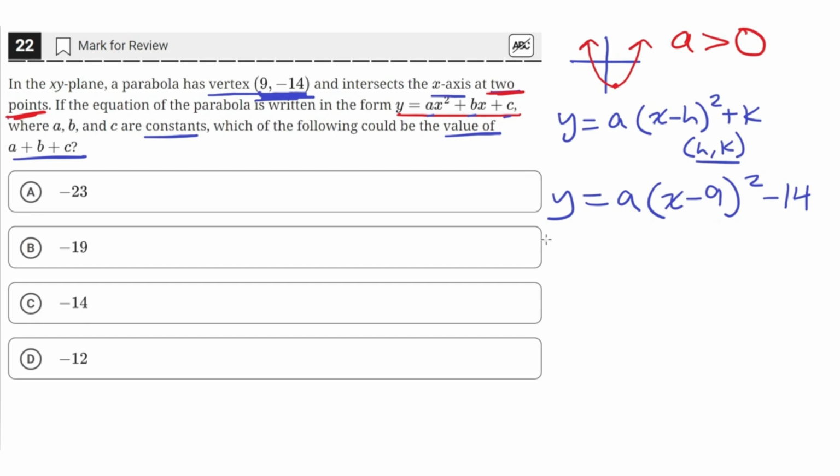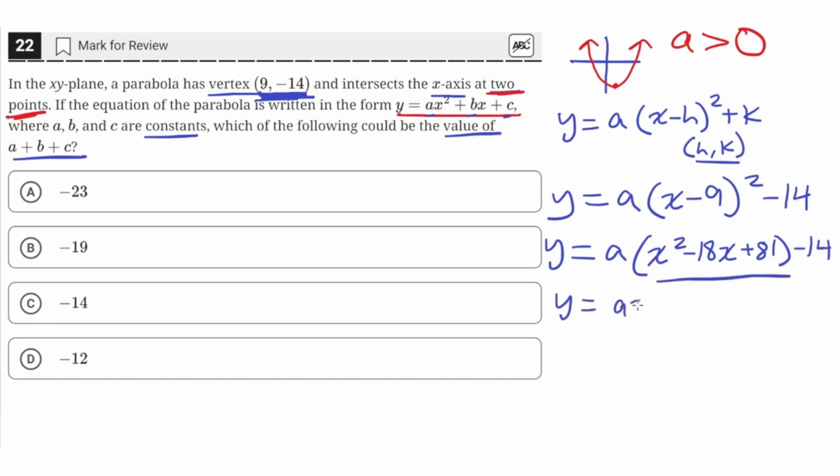Okay, let's apply this square here to this term. So we'll have a times (x squared minus 18x plus 81) minus 14. And then let's multiply all of these by a. So we'll have y equals ax squared minus 18ax plus 81a minus 14.